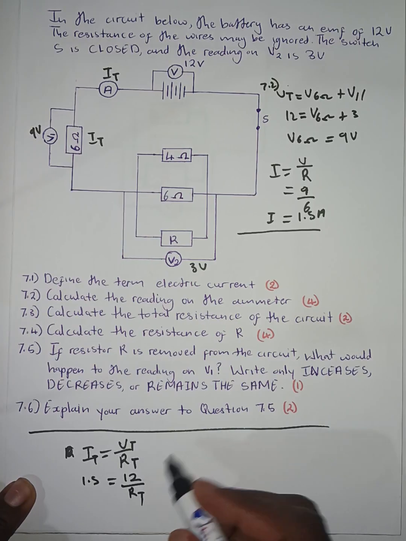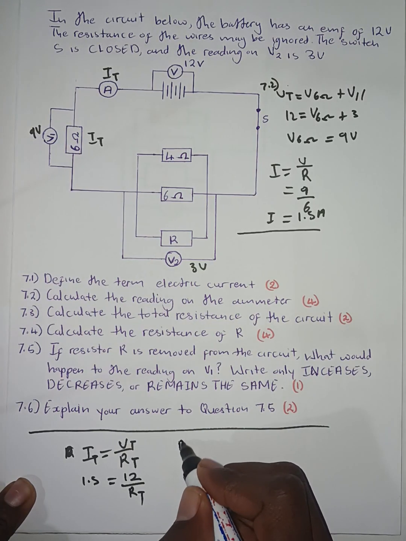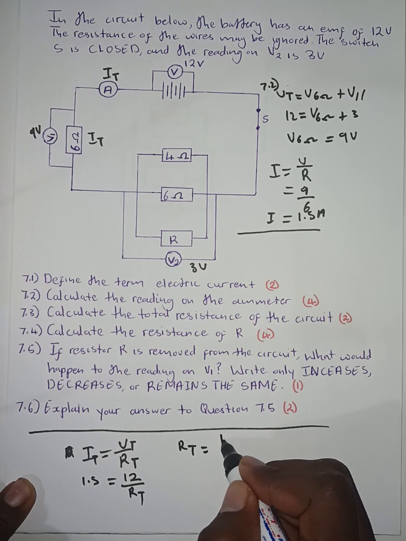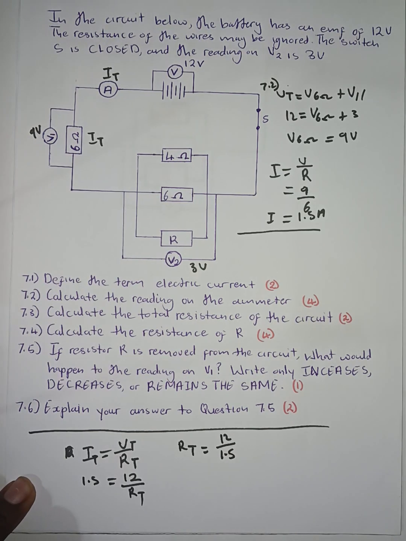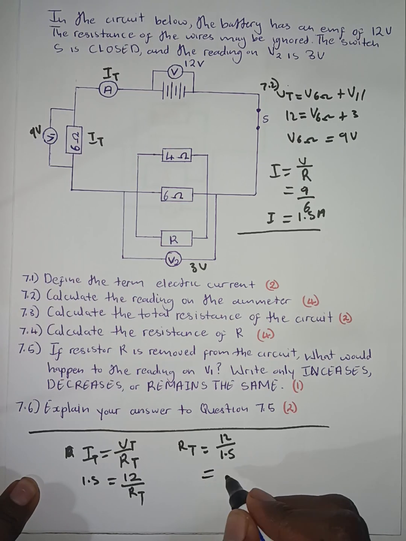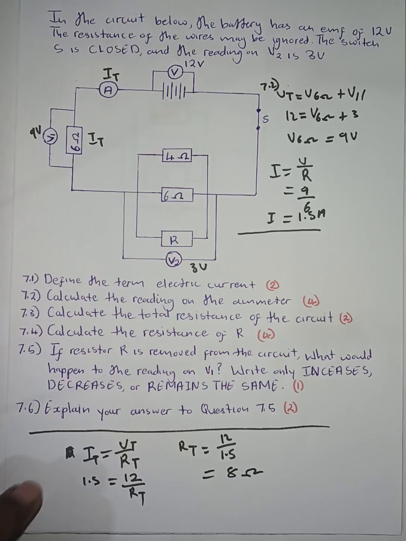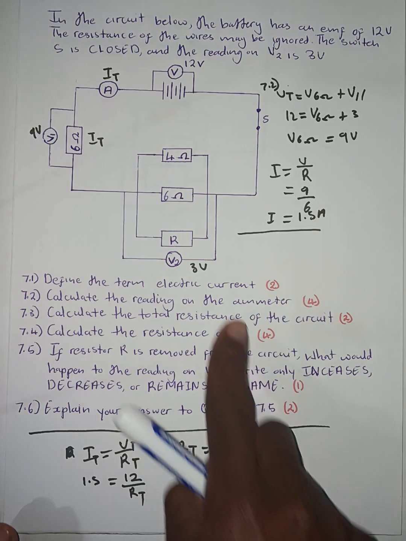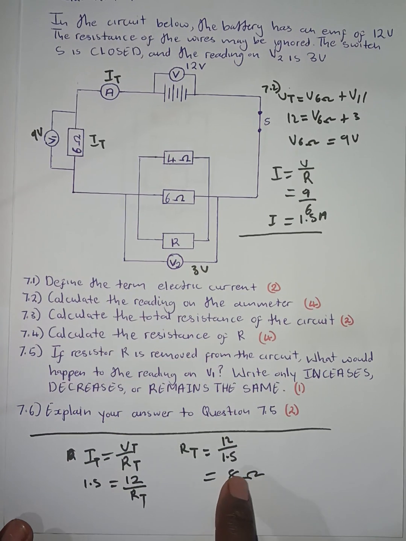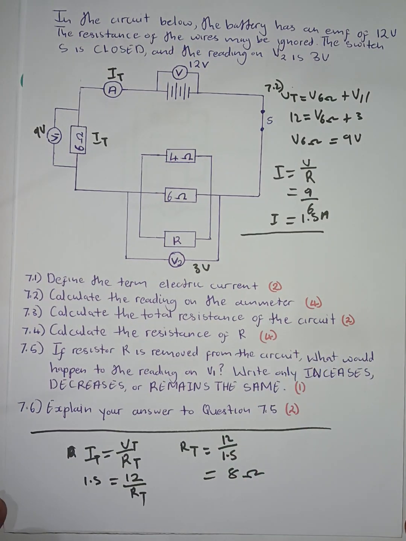So if you do your mathematical gymnastics there, you would find R total to be 12 divided by 1.5, and if you put that in your calculator, you're going to get a value of 8 ohms. So that would be the R total, the equivalent resistance across our circuit. Again, I'm going to write that on the next slide.